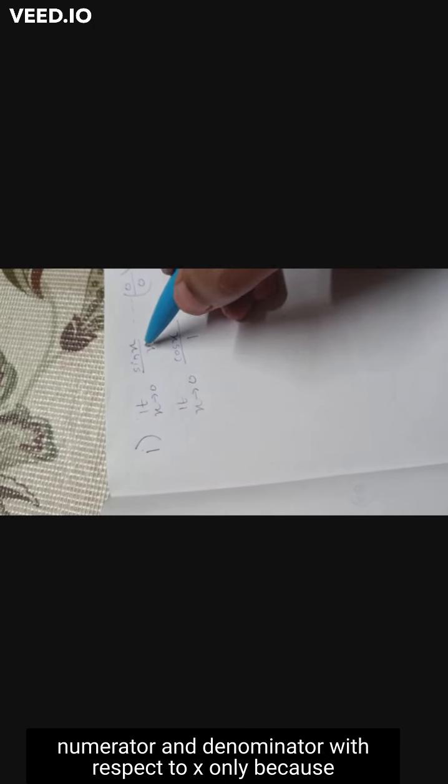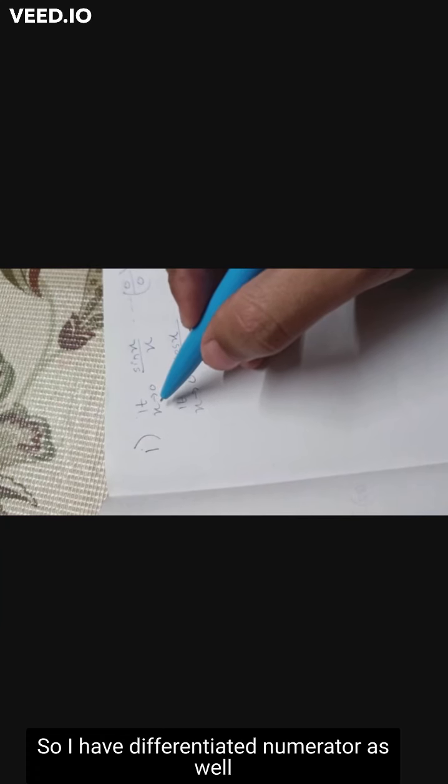So you might be thinking why I have differentiated numerator and denominator with respect to x only. Because the variable which is tending to 0 is x. So I have differentiated numerator as well as denominator with respect to x. So is it clear? Let's move on. So if we put the limit now, cos 0 is 1 and 1 is 1. So limit x tending to 0 sin x over x is 1.